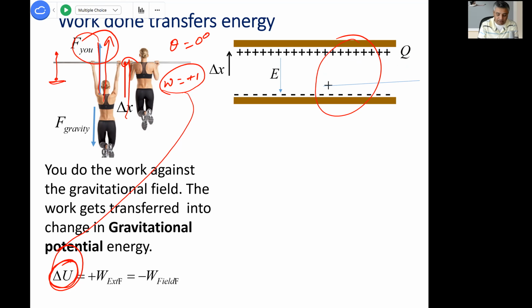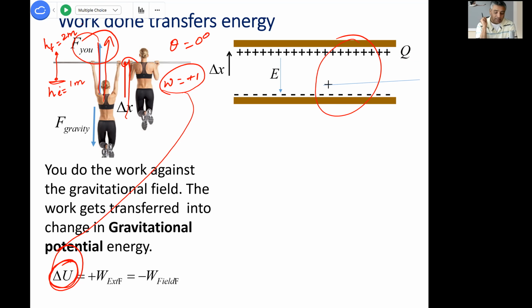So if initial height is, let's say, 1 meter, and final height is, let's say, 2 meters, then the change in height is final minus initial. So 2 meters minus 1 meter is 1 meter, which is positive. So the change in gravitational potential energy is positive. The sign of the change of gravitational potential energy in this case is the same as the work done by you, or the external force.